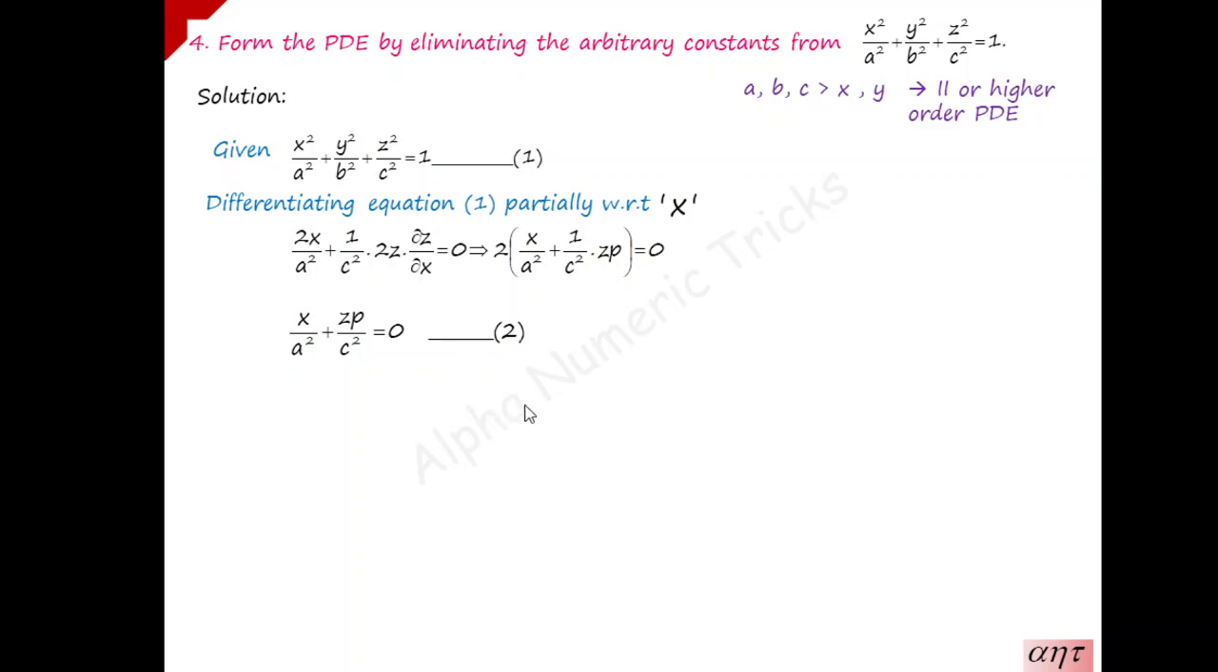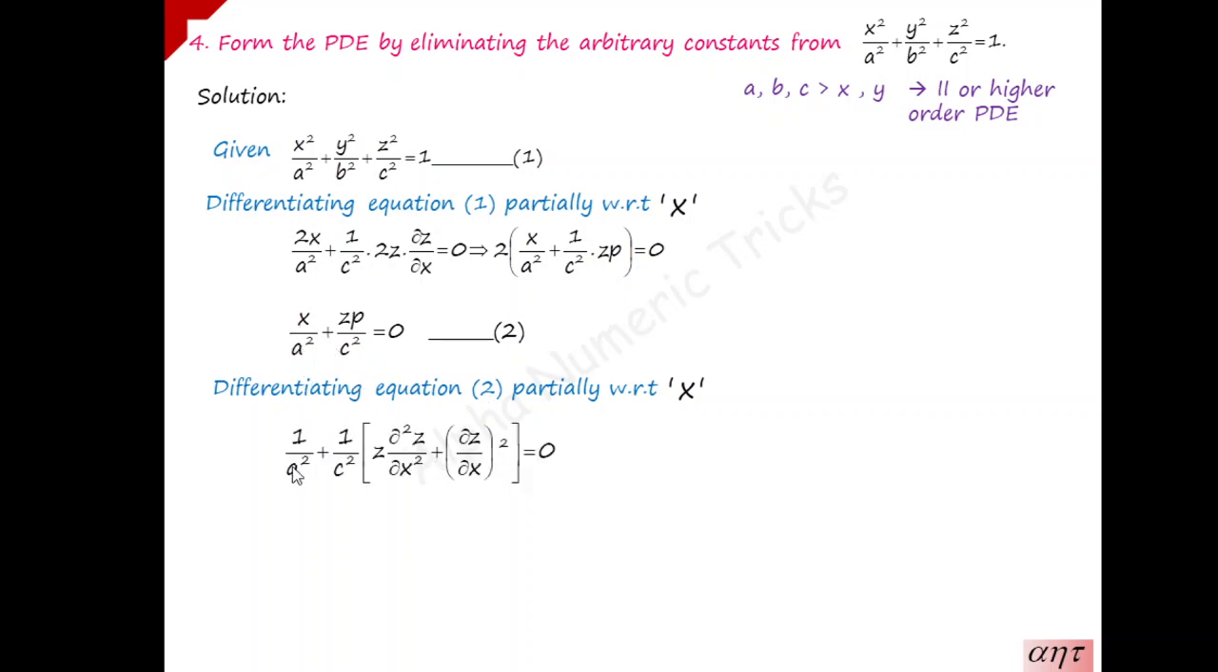Now since we have to find the second derivative, you have to differentiate equation 2 again partially with respect to the independent variable x. When you differentiate this equation 2 with respect to x, you can get the second derivatives. So first you write 1 by a squared is constant, and differentiation of x with respect to x becomes 1, plus 1 by c squared into, here z is a function of x and p is a function of x, so a product of two terms is there, so you have to go for the uv rule to differentiate this term zp. What is the uv rule?